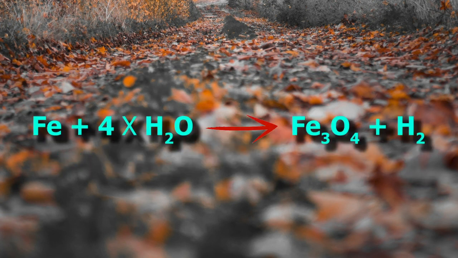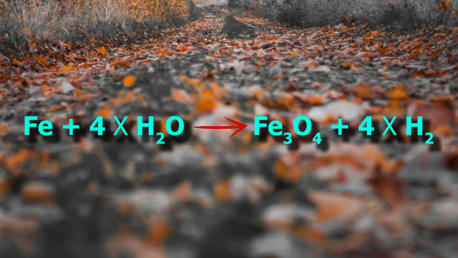Step 3. Now the number of hydrogen atoms becomes 8 on the left hand side, which is more than that on the right hand side. To balance it, one needs to multiply the hydrogen on the right hand side by 4. Step 4. After that, the number of oxygen and hydrogen atoms becomes equal on both sides.